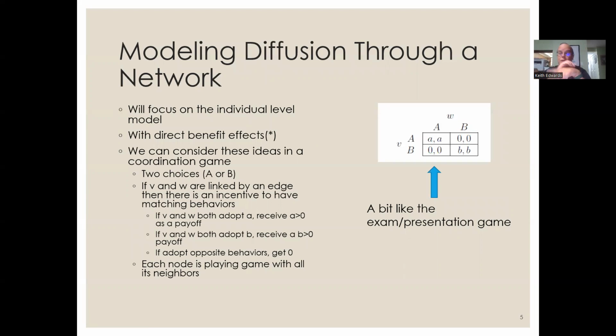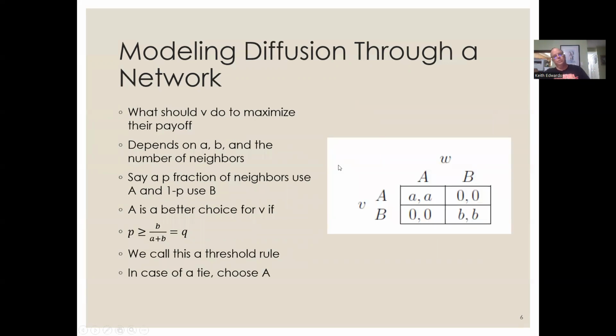And if they adopt opposite technologies, one adopts A and one adopts B, then they don't get anything. So the important thing here is that each node is playing this game with all its neighbors. So, what should I do as B to try to maximize my payoff? Well, it depends on the payoffs for A, B, and the number of neighbors I have.